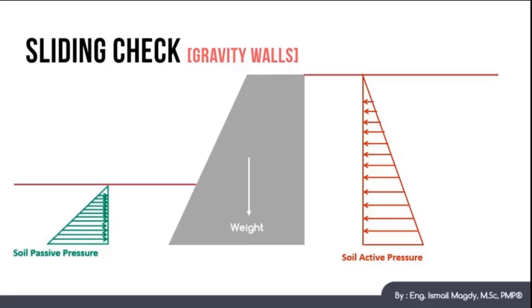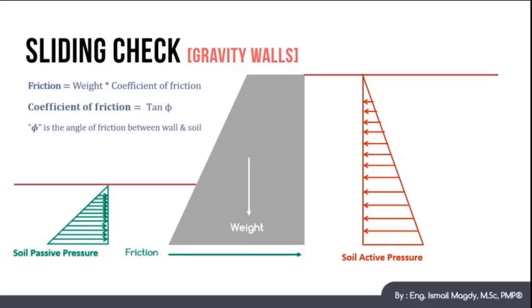Second resisting force we have is the friction force, which is the force due to the wall weight, and it equals the weight multiplied by the coefficient of friction between the concrete and the soil. And the coefficient of friction between concrete and soil is calculated as tan phi, where phi is the angle of friction between concrete and the soil. It is very important to remember that phi here is the angle of friction between the wall and the soil, not the internal angle of friction of the soil.